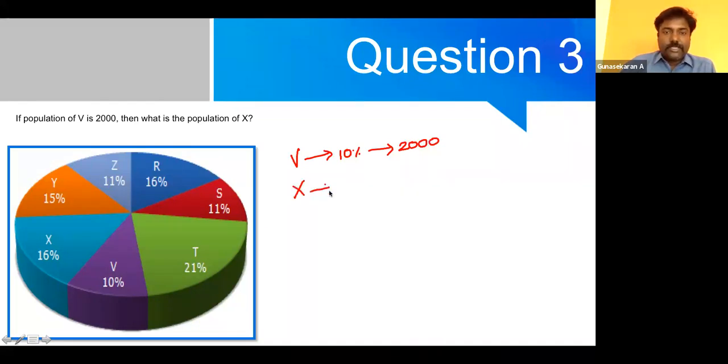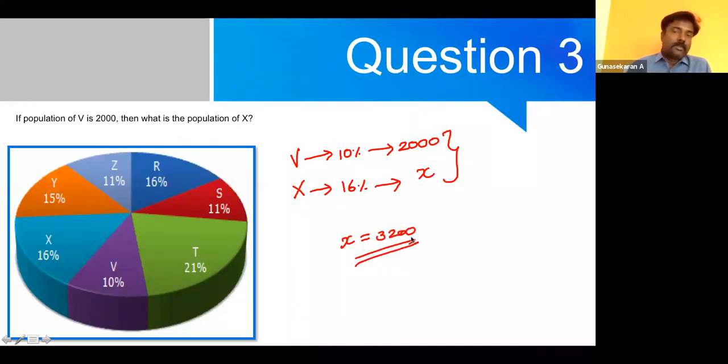Village X population they are asking. No decimal answer. Direct answer. 10% is 4,000, so 16% how much? 3,200. Why is it that? Is it clear? Direct answer.